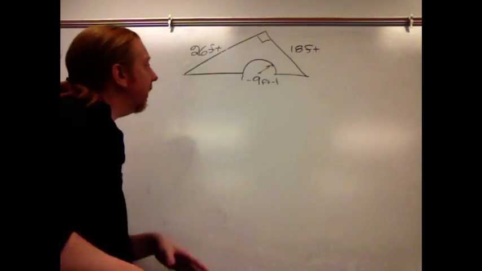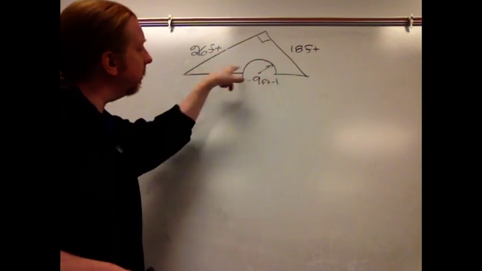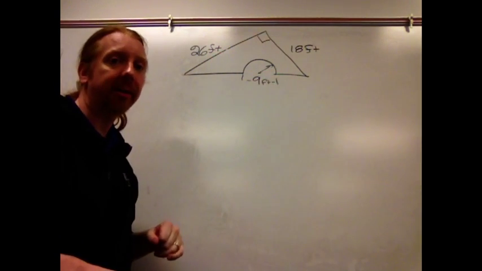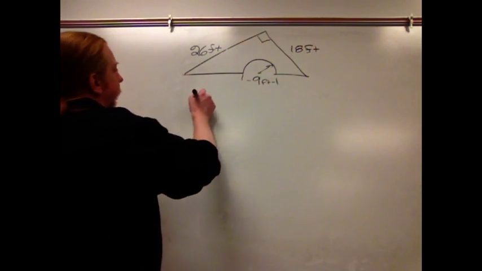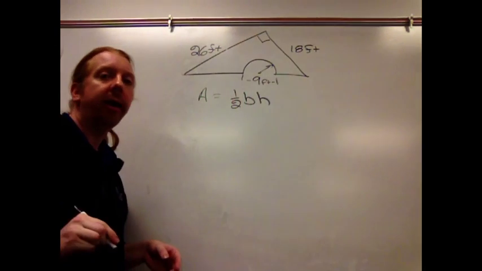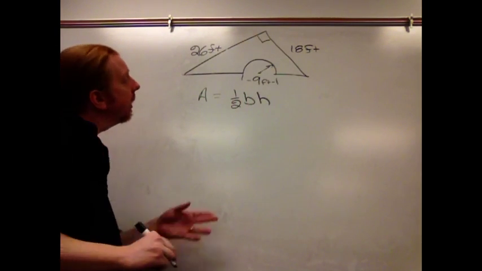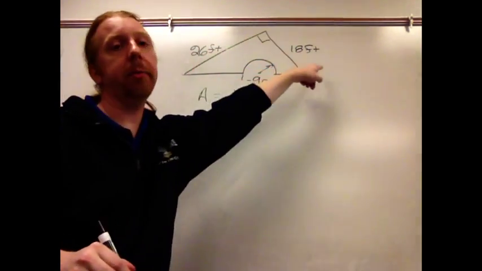This problem tasks me to find the area and the perimeter of this composite figure made up of a triangle with a half circle cut out of it. So I'm going to start by looking at this as a triangle first. Area of a triangle is half base times height. Because I have a right angle here, I can treat either of these sides as my base or my height.